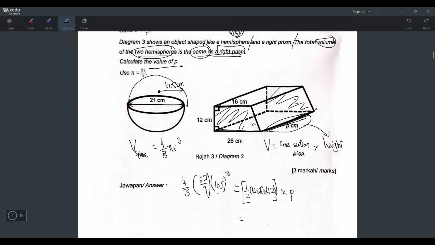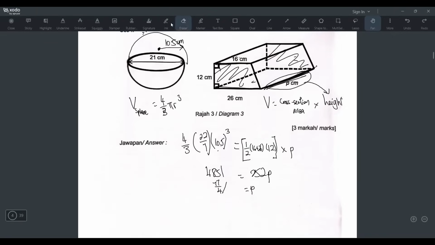Okay, 16 plus 26, press calculator, 42, divide 2 times 12, 252. So the volume here is 252 P. Now what about here? 4/3 times 22/7 times 10.5/3, you get 4851. And then now for P, just press this divide by this. So you get 77/4. Okay, you can write in decimal also, 19.25.